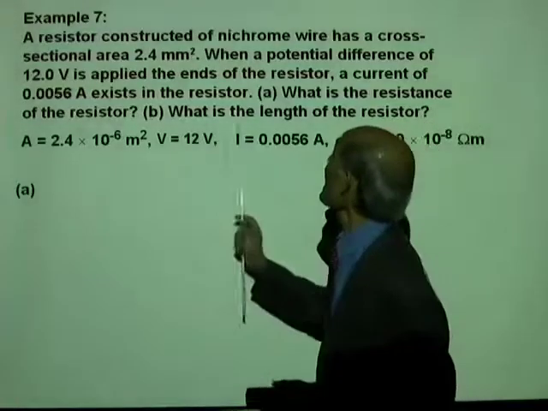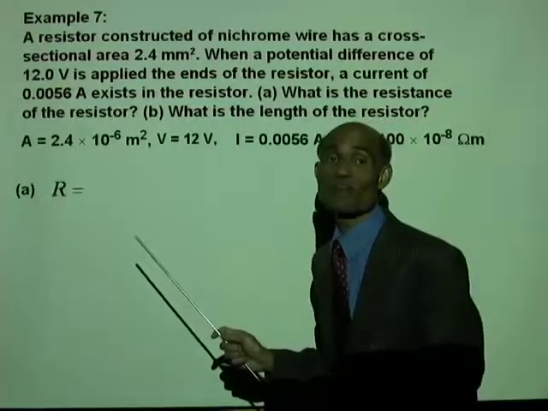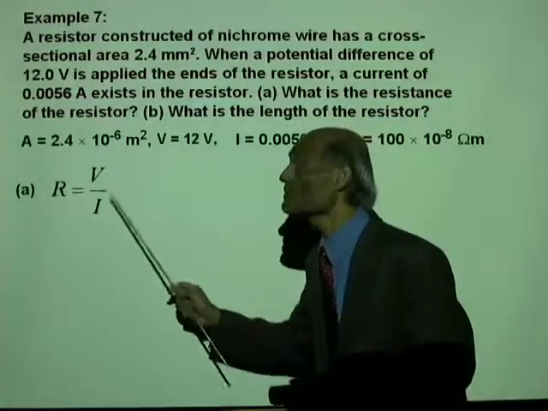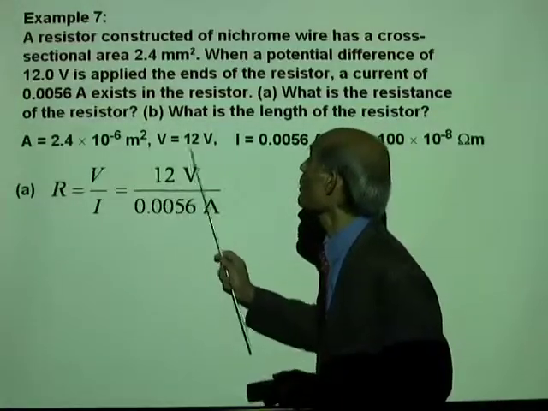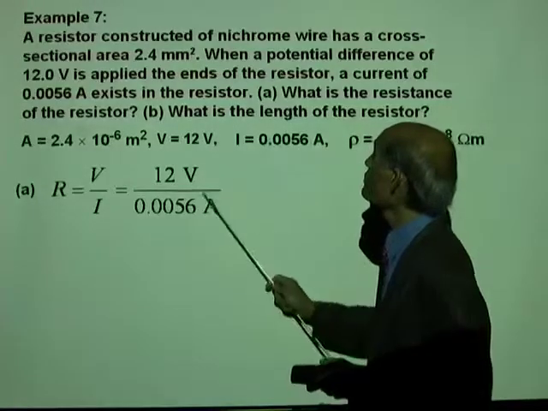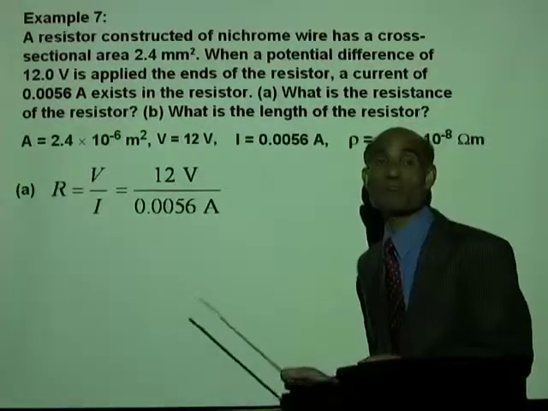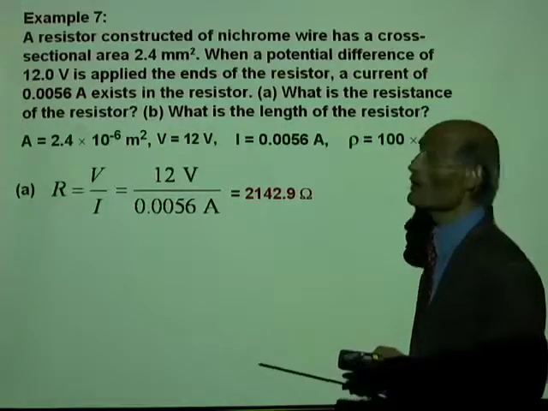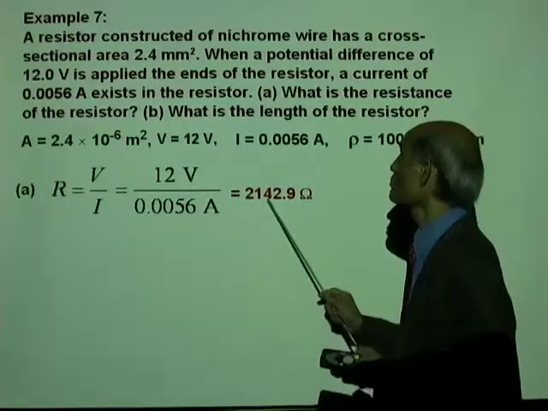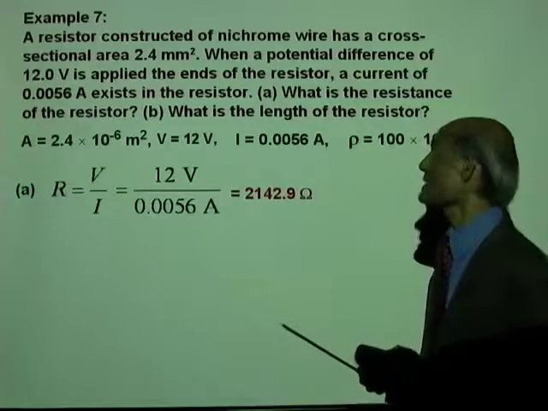Now, in part A, what is the resistance of the conductor? R equals V over I. V is 12 volt, I is 0.0056 ampere, and that gives the resistance of that resistor as 2142.9 ohm.